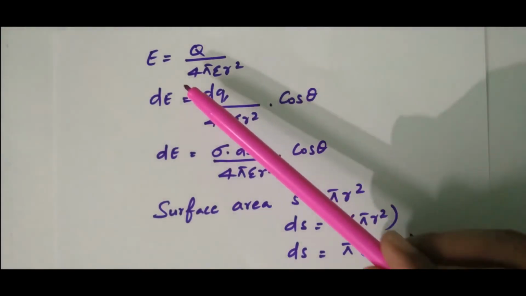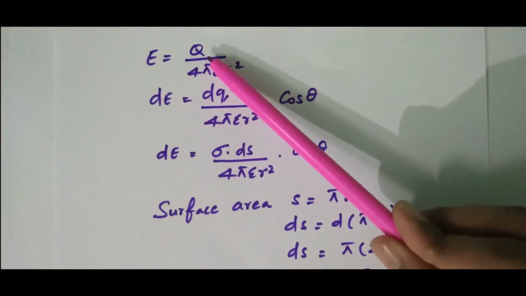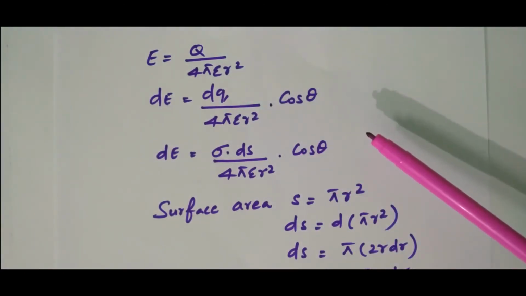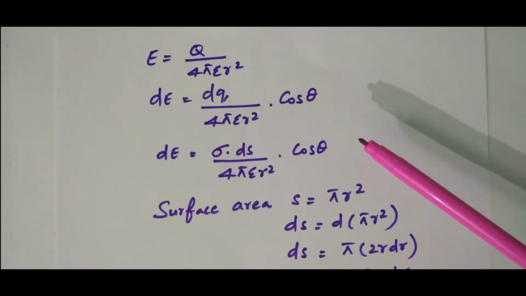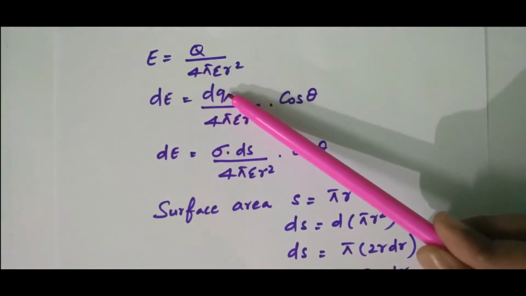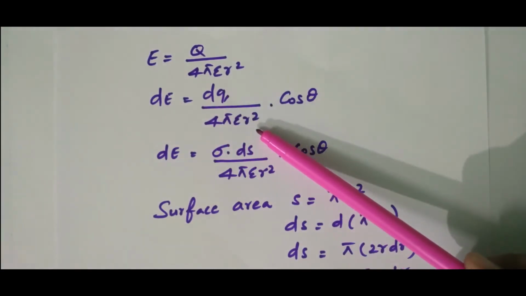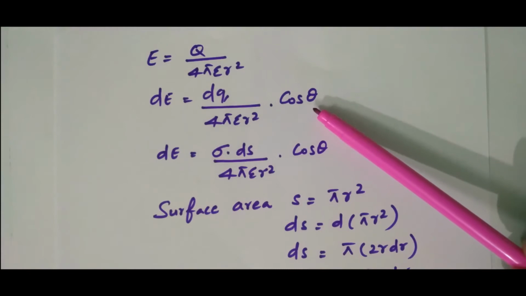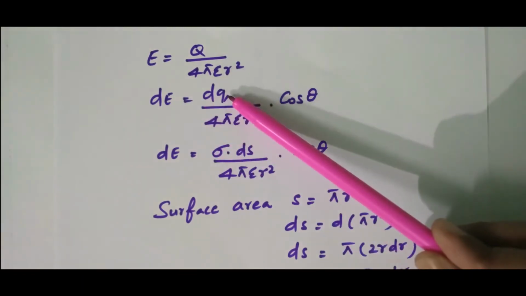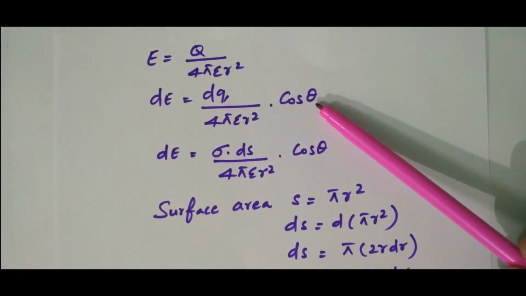Now we'll start with the electric field intensity. The general formula: electric field intensity E equals Q divided by 4 pi epsilon r square. We consider only a small charge, so dE equals dQ divided by 4 pi epsilon r square. Only the horizontal component is available, so it is multiplied by cos theta. Right. So small electric field, small charge, and this will be the horizontal component.